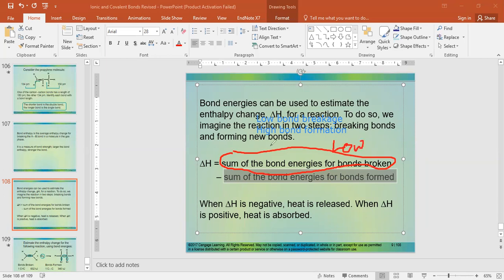And what you have here for the bond formation is a high value. So when you have a larger value, a smaller value minus a bigger value, then the overall answer that you're going to get is going to be negative. And negative enthalpy will imply that the overall process is exothermic. And I think we have an illustration here.